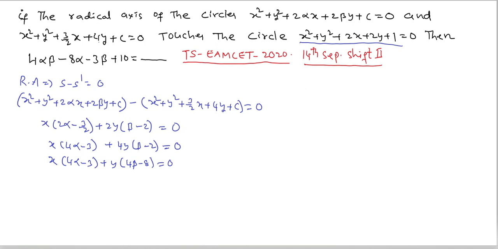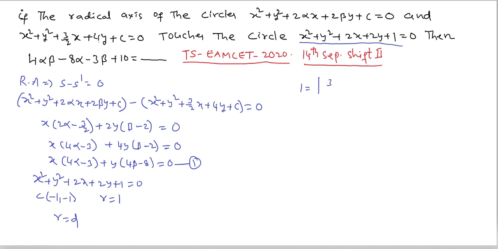Now this radical axis touches the circle x square plus y square plus 2x plus 2y plus 1 is equal to 0. So the center of the circle is minus 1 comma minus 1, and the radius of the circle is 1. So this radical axis touches this circle, which means r is equal to d. That means r is 1, and d means the perpendicular distance from the center to the radical axis. The x value is minus 1.